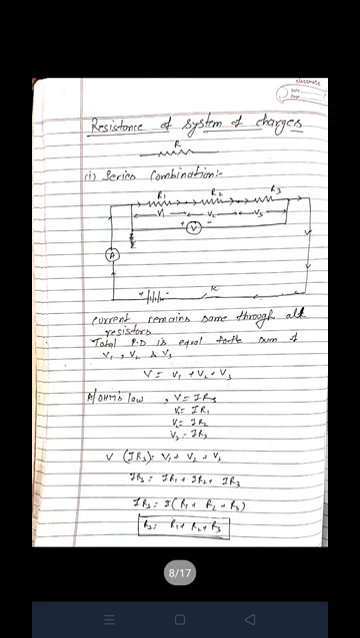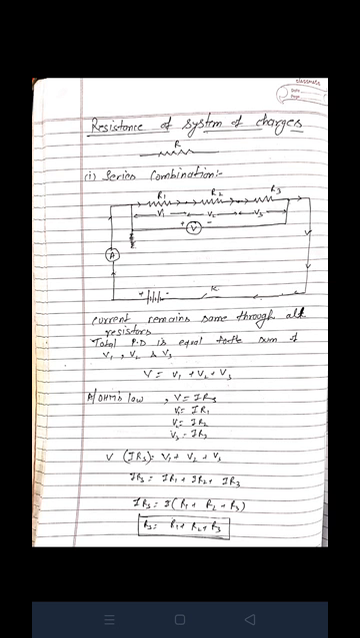So our next topic is what? Resistance of system of resistors. We are going to combine resistances. Either we can combine the resistors in series form. Series form is what? If we connect the resistance end to end.